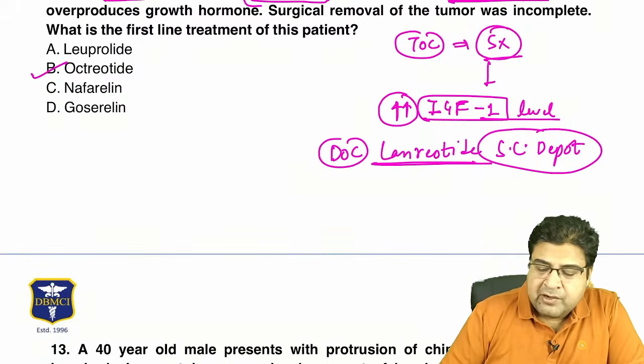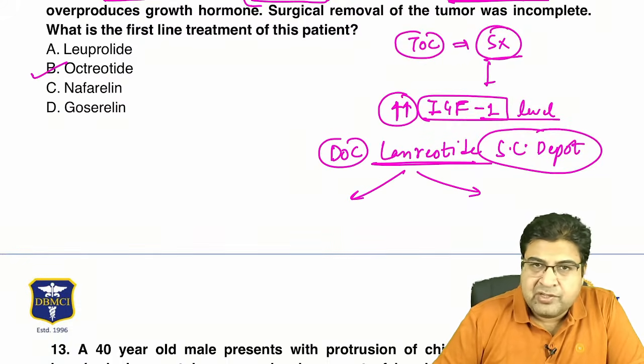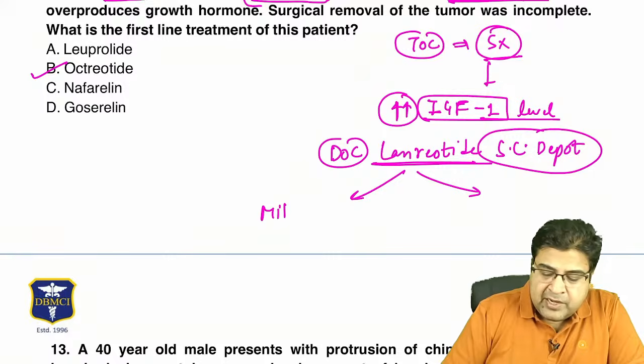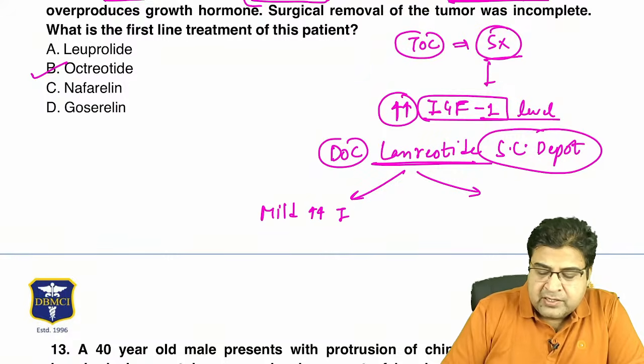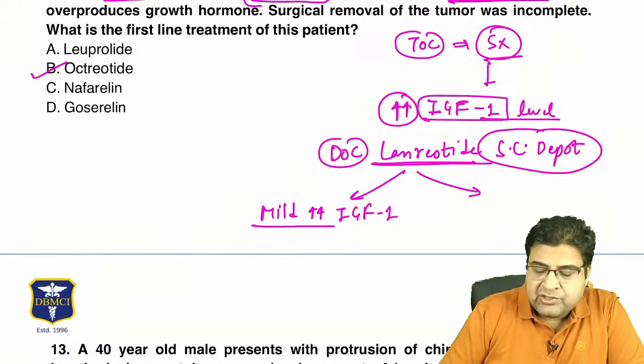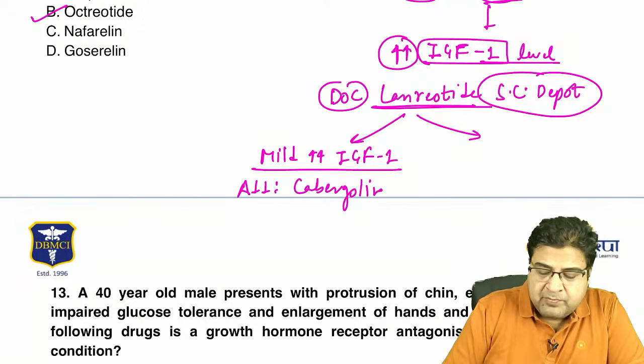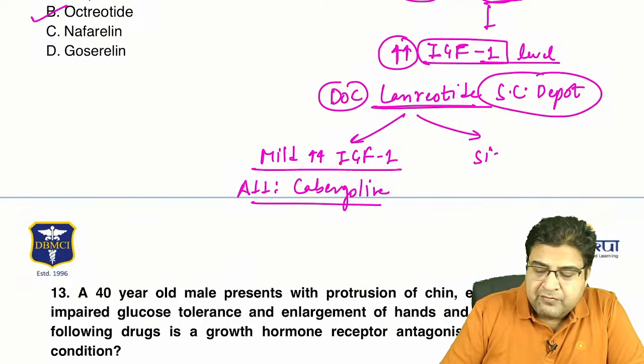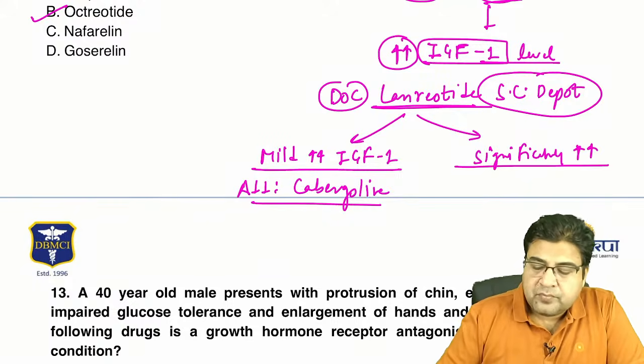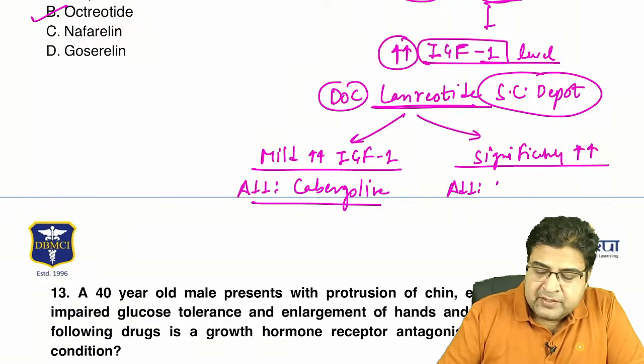Now after starting lanreotide, we still check the level of IGF-1. If there is a mild increase in the IGF-1 level, then we will add the medicine cabergoline to this treatment. But if it is significantly high, if this level is significantly high, then we will add the medicine pegvisomant.